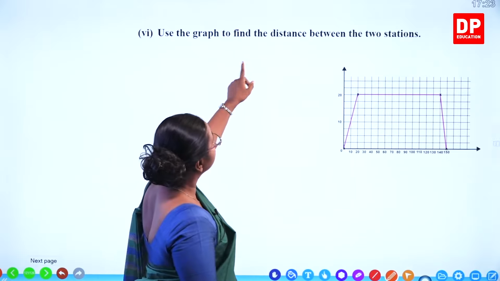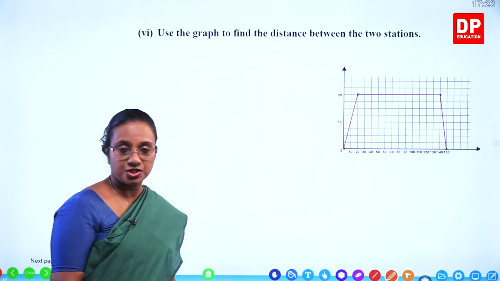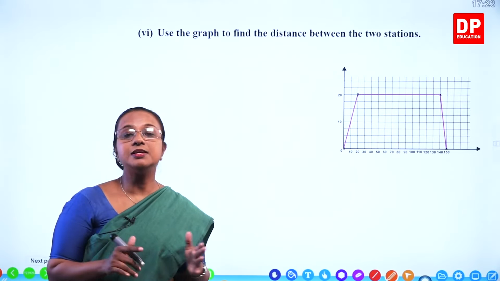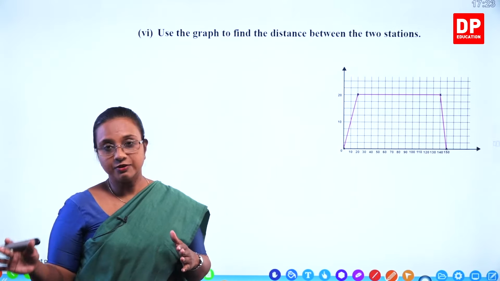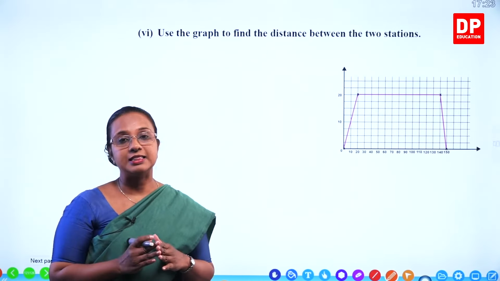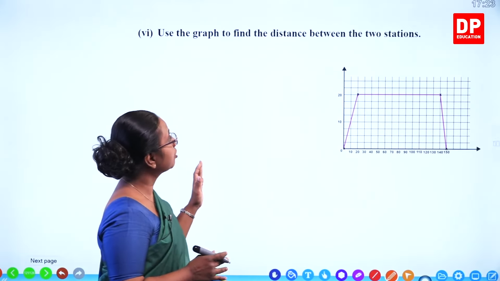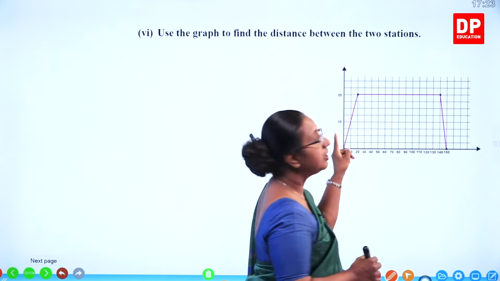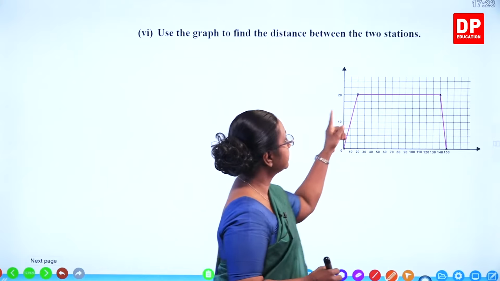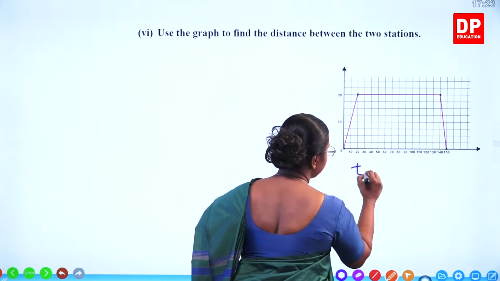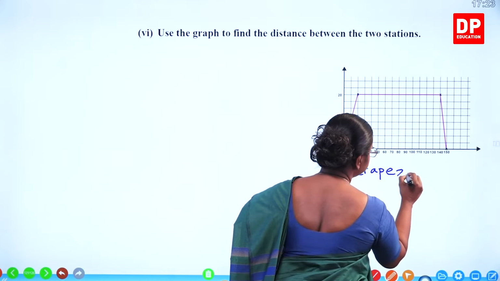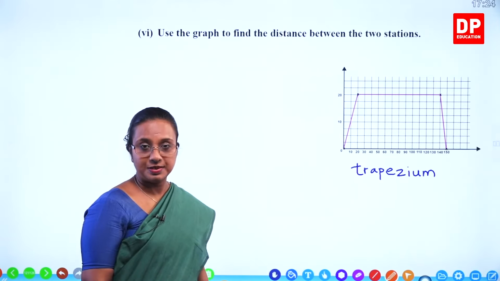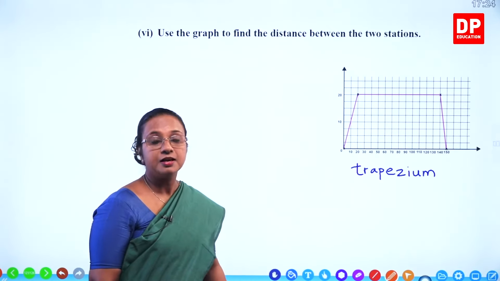Use the graph to find the distance between the two stations. So when we say distance between the two stations, that is the total displacement of the train starting from one station going and stopping at the second station. So when we talk about the total displacement, we have to consider the full graph. So as you know, this is a trapezium. We have discussed this before. A trapezium, we need to calculate the area under the trapezium. That is the area under the graph.